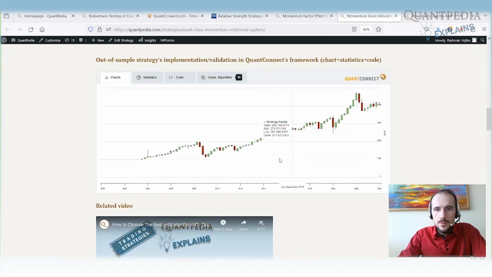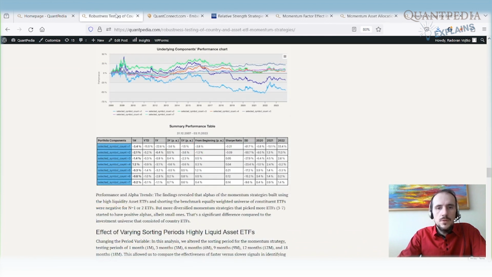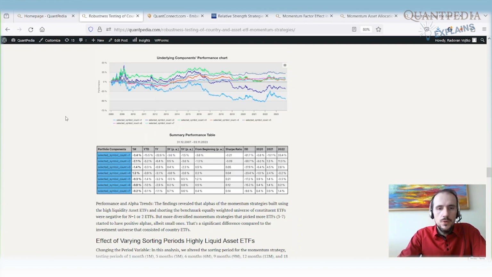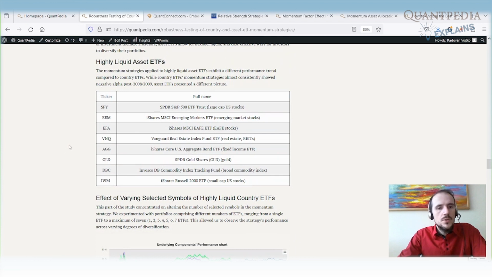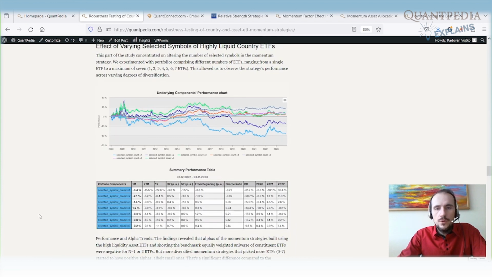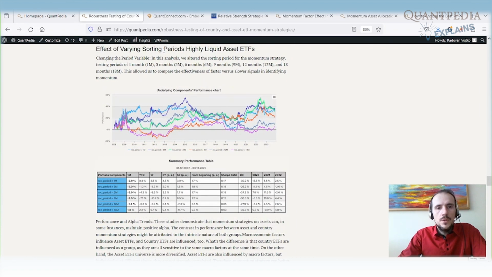So this is the total performance of the strategy, but it has not just the positive total return, it has also the positive alpha against the benchmark, against the fully weighted portfolio that consists of these ETFs. So our momentum model is outperforming the benchmark. Then we tried to change the sorting period.